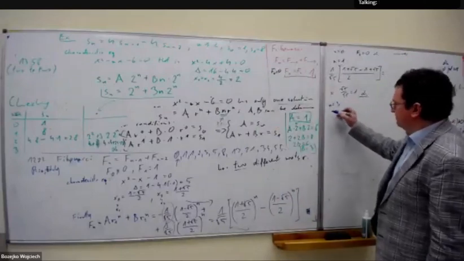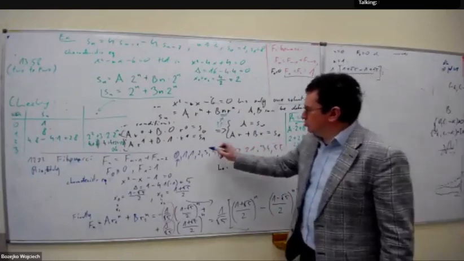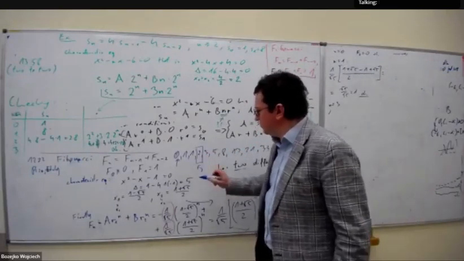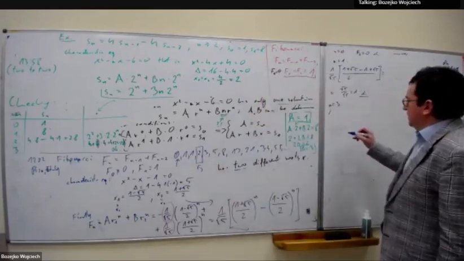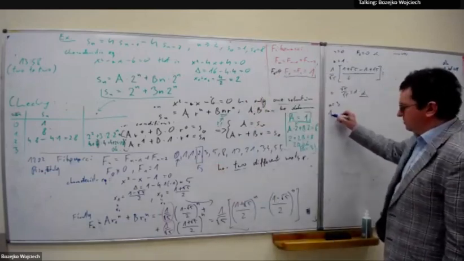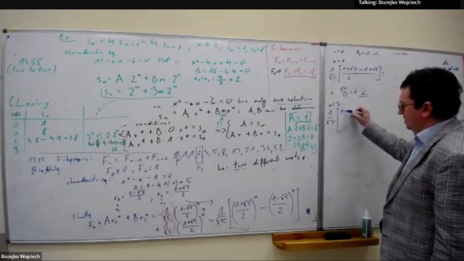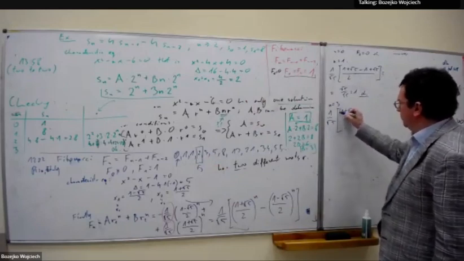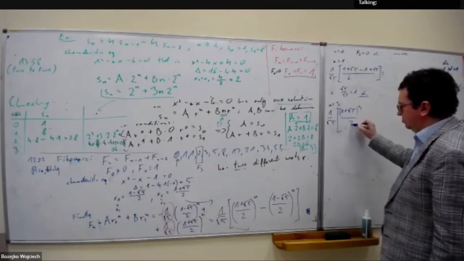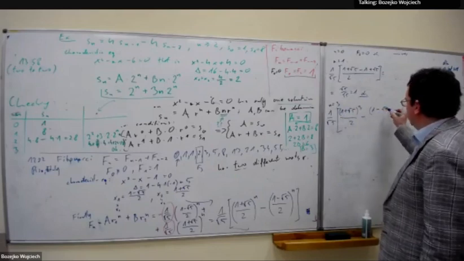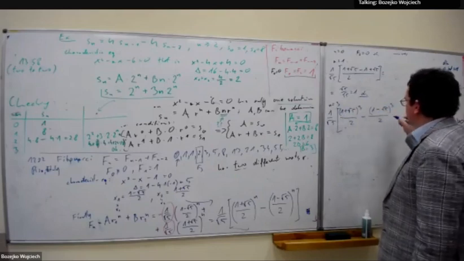So let's try for n equals to 3. So we have something like this. Of course, it should be 2, yes, because this is F0, F1, F2, F3. We have 1 divided by square root of 5, and here 1 plus square root of 5 to the power of 3 divided by 2 minus 1 minus square root of 5 to the power of 3 divided by 2.